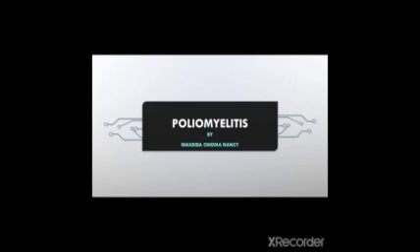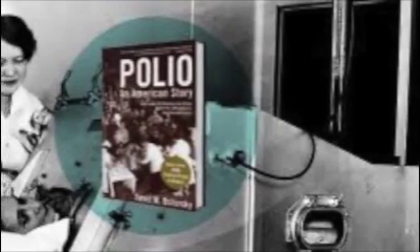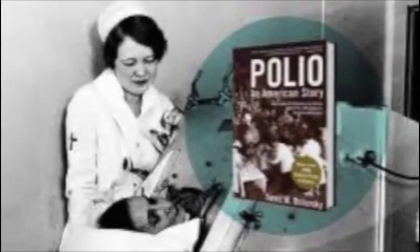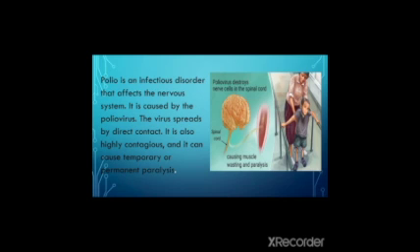The communicable disease I'm going to be talking about is poliomyelitis. Polio is an infectious disorder that affects the nervous system. It is caused by the polio virus. The virus spreads by direct contact. It is also highly contagious and it can cause temporary or permanent paralysis.